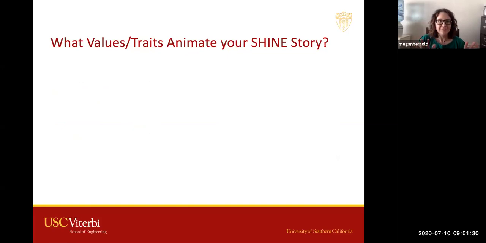Okay, we're just going to start to transition towards the reflection part of the workshop. So go ahead and exit the PowerPoint full screen. Take out some kind of blank document. A Word document's fine, or Google Docs, or if you're into handwriting, a blank sheet of paper. Take it out and reflect on some of the values or traits that you believe are animating your Shine story right now.